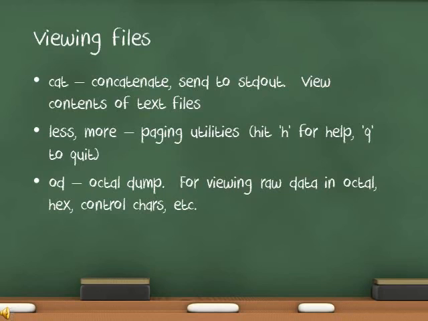Viewing files. cat, concatenate, sends to stdout. It views contents of text files. less and more are paging utilities. Hit h for help, q to quit. od, octal dump, is for viewing raw data in octal, hex, control characters, etc.